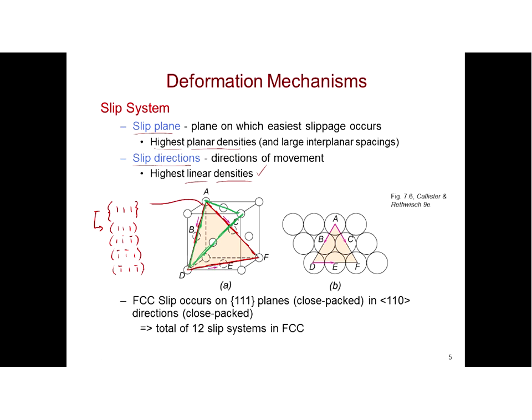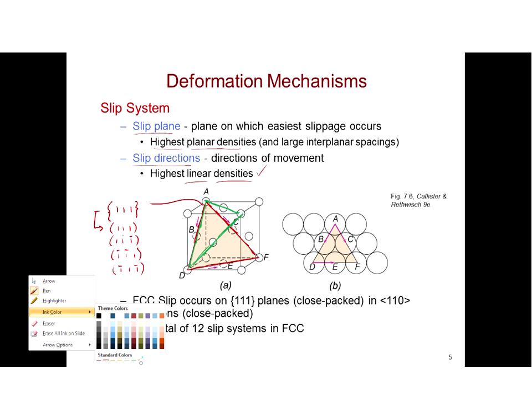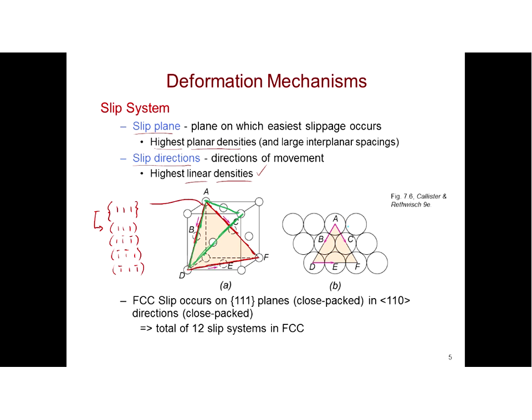Now within that plane, let's look at a cross-section of that plane. What direction has the greatest linear density in any one of those planes? So let's look over here on figure B at a face-on view of the plane. What direction has the highest linear density? Like through the center of the triangle, like this? No. The edges, right? Any one of the edges. So these are shown in arrows here already. These edges are the directions that have the greatest linear density, and so they are the slip directions.